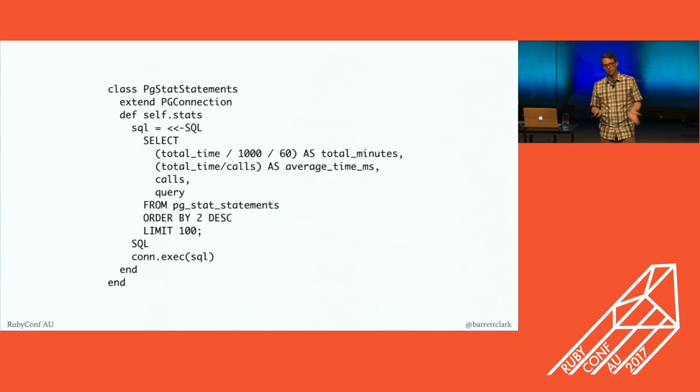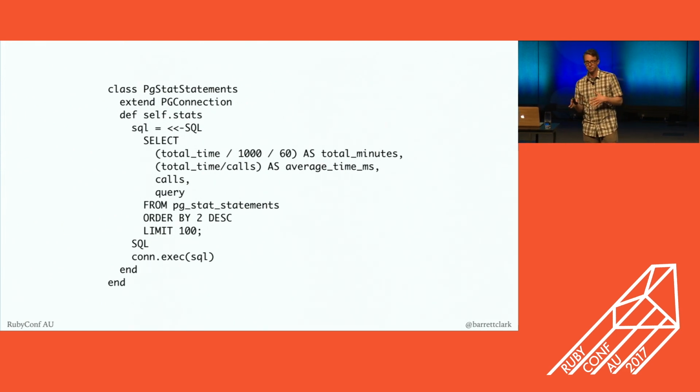We've seen this query. I'm just wrapping it in a heredoc and then pumping that into the connection.execute method, or exec. And what we're going to get back from that is an array of PG::Result objects. ActiveRecord would take those PG::Result objects and do magic with them, but you're just going to get the raw data back, an array of PG::Results.